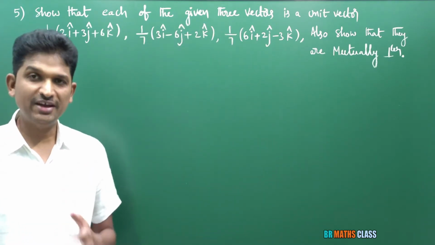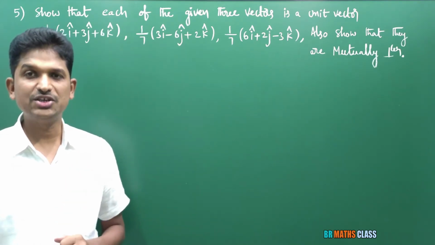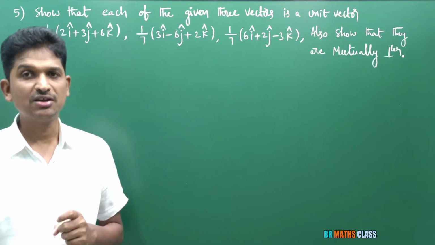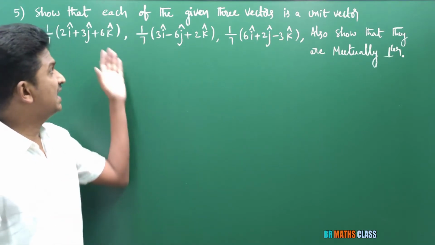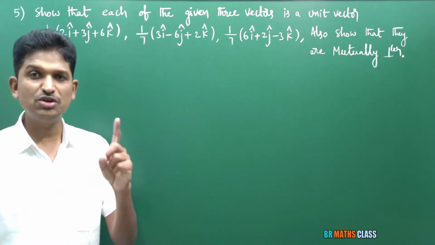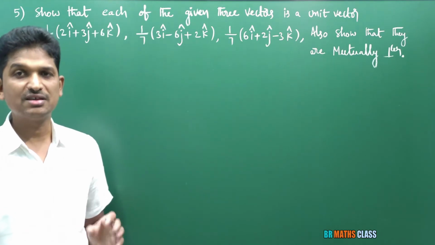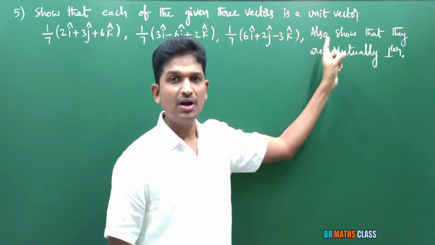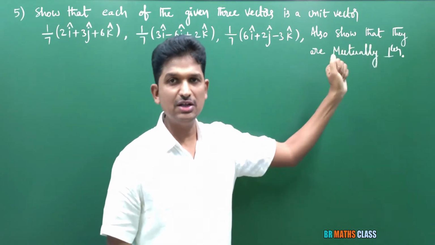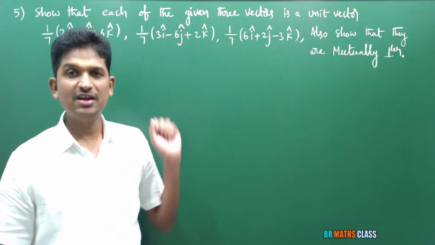How to show a vector is a unit vector? Very simple. We will calculate its magnitude. If its magnitude is 1, we can say that it is a unit vector. So first I'll calculate the magnitudes of all 3 vectors. If all 3 vectors' magnitude is 1, I can say that they all are unit vectors. After that, they are also asking to show that they are mutually perpendicular. That also I'll do. First, I'll prove that each of the given vectors is a unit vector.